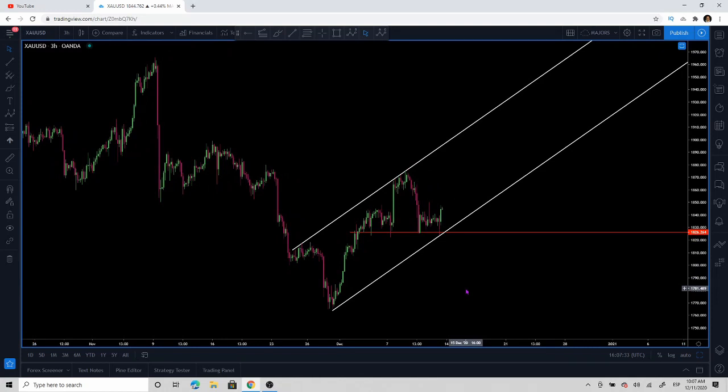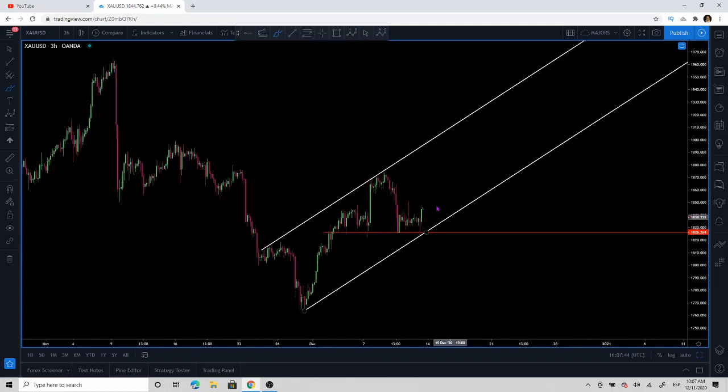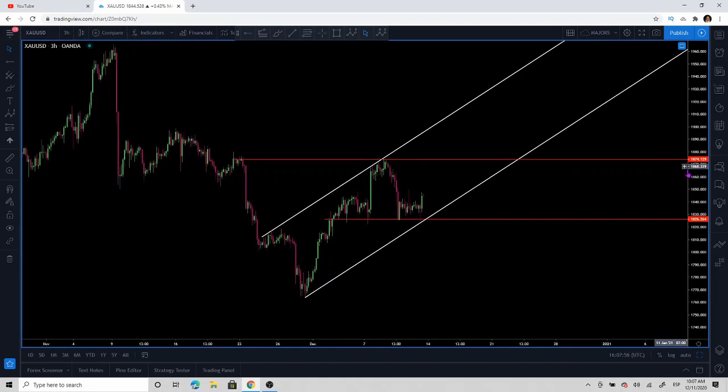Perfect structure. This was a great opportunity to get in on that long position in gold, but I was not in front of my screens when this happened, which is completely fine, right? So we're going to look for longs in gold. Let's have a look at some key levels. The next key level in gold should be around the 1870, right?